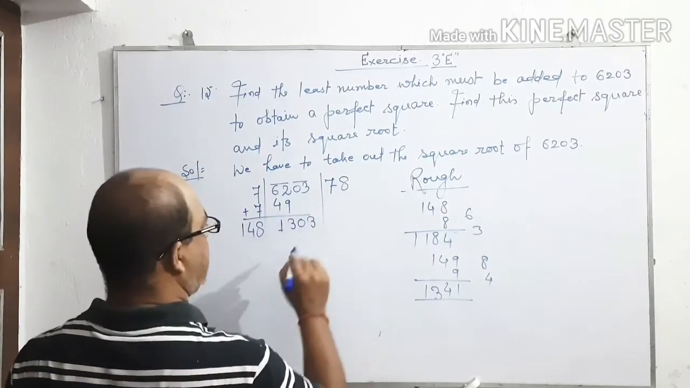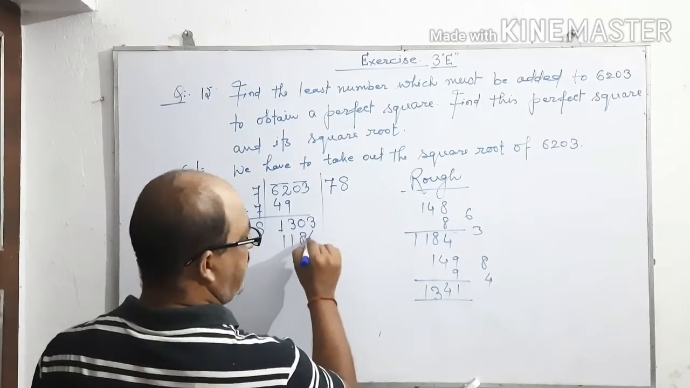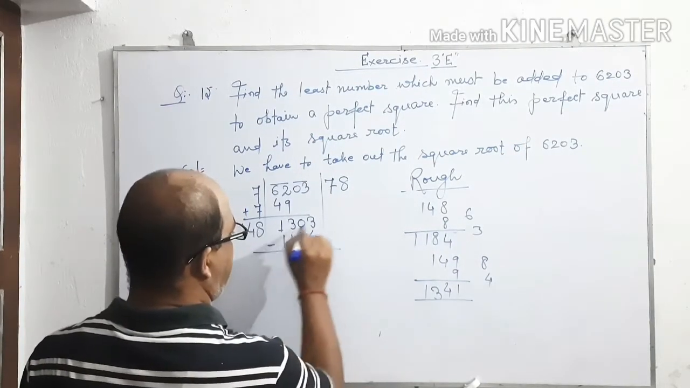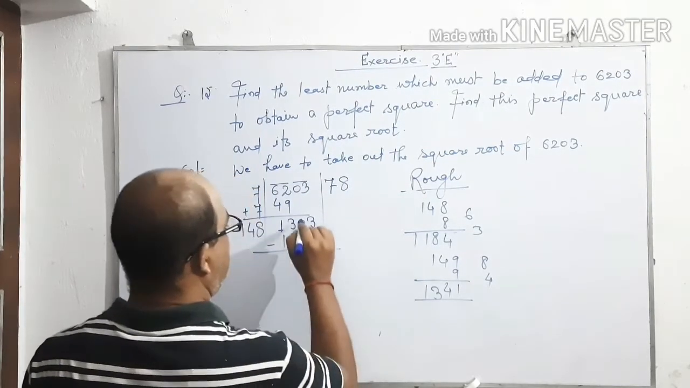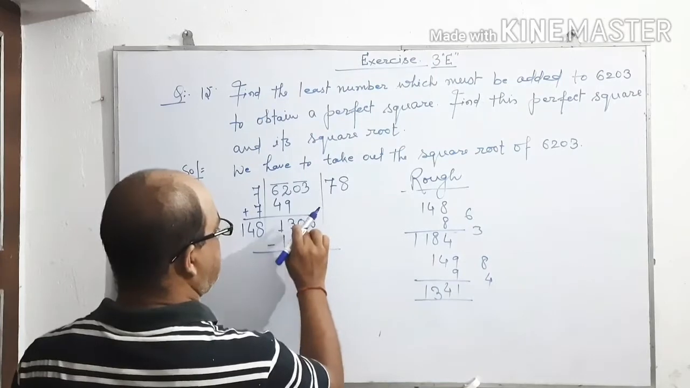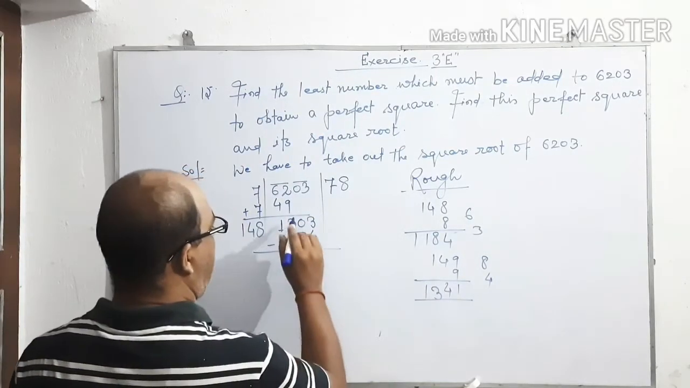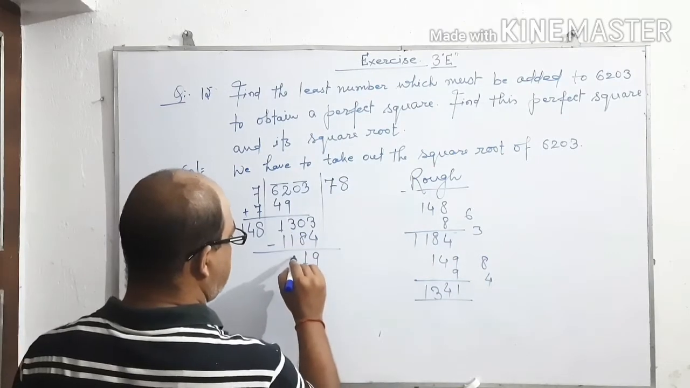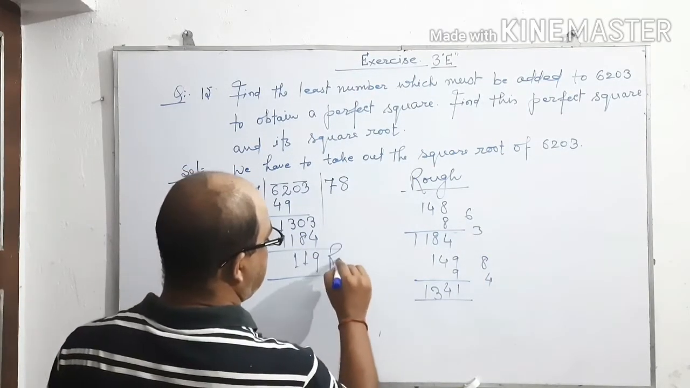We will put 8 here and the product of it is 1184. When we subtract it, 13 minus 4 is 9, 11 becomes 9, 9 minus 8 is 1, and 2 minus 1 is 1. 119 is the remainder.